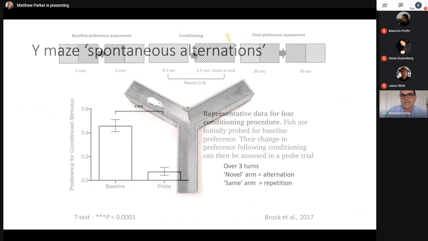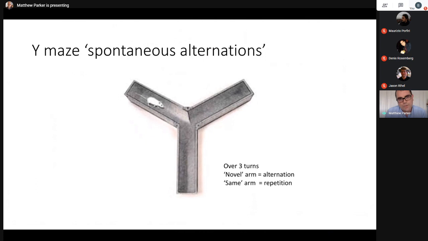Now, as I mentioned at the beginning, the main focus of this talk is going to be this FMP Y maze. So I just wanted to give you a little bit of background about what a Y maze is.